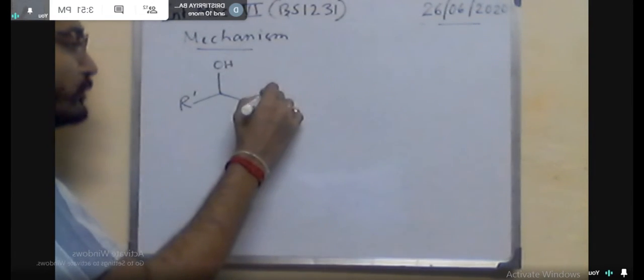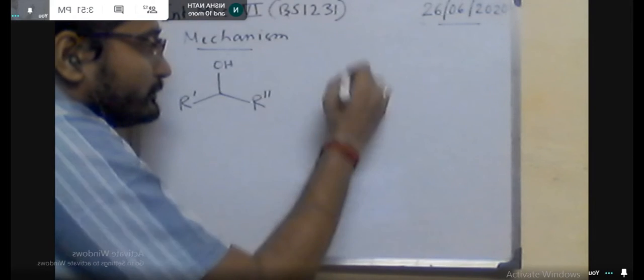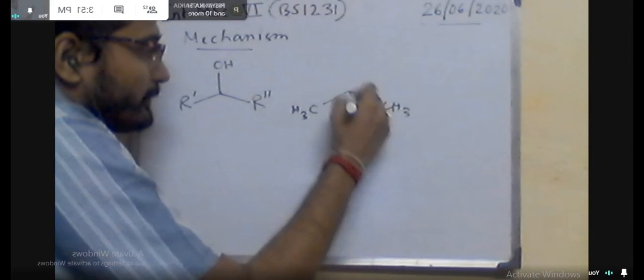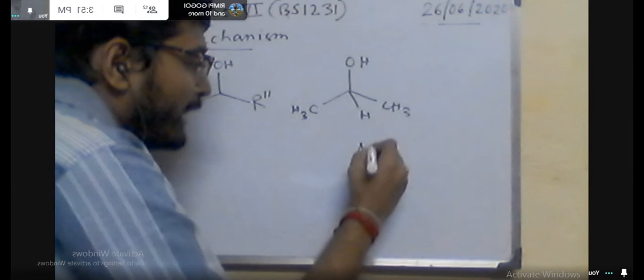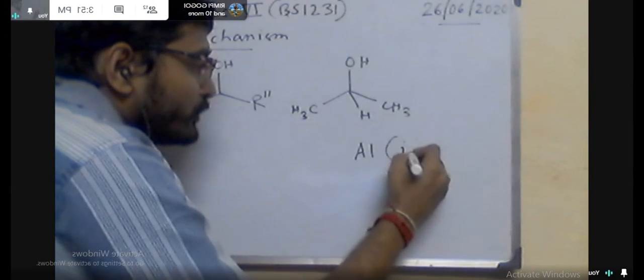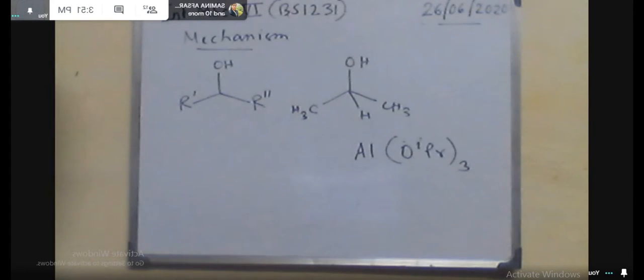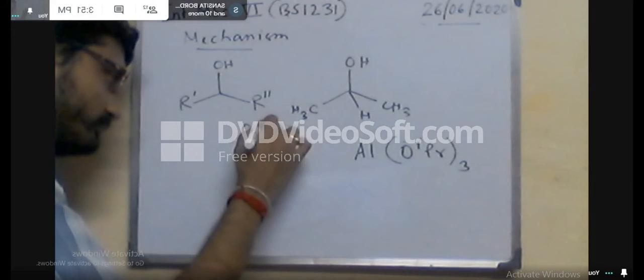So when we are using this reagent in this reaction, in the first step there will be the reaction between the isopropanol and this aluminium isopropoxide. That means in this case this center is electron deficient and it is an electron rich center. So the first step will be the nucleophilic substitution here. This OH group will attack this electron deficient aluminium and the isopropoxide will leave the molecule.